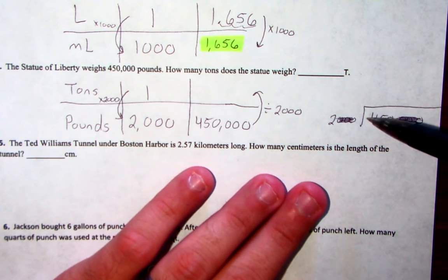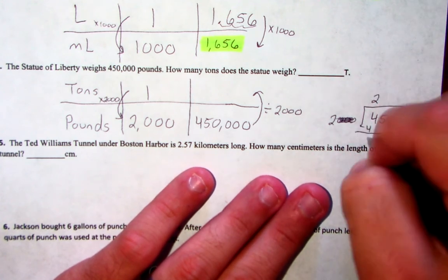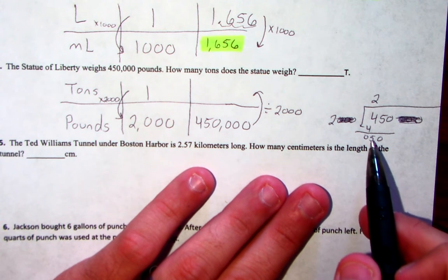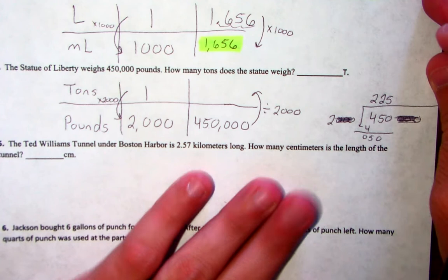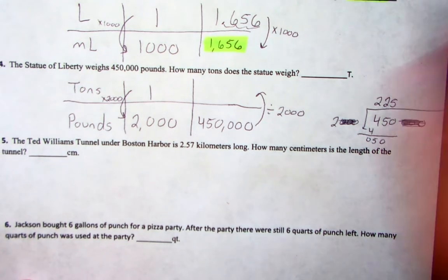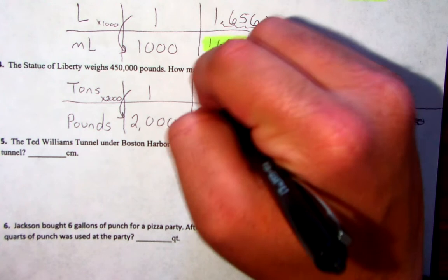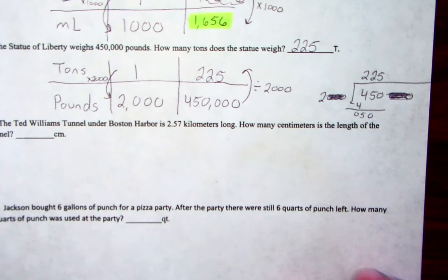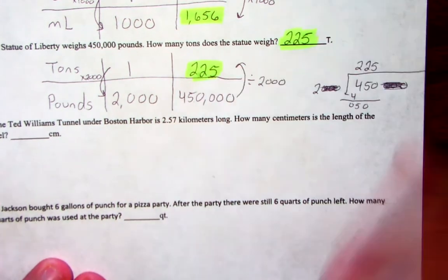Now how many times can 2 go into 4? Goes in there twice. How many times can 2 go into 50? You can go in there 25 times. So the answer is just 225 tons. Alright, almost done.